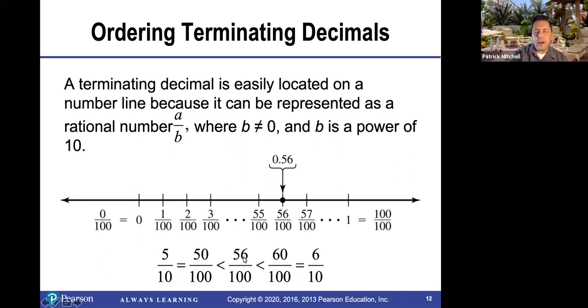Okay, notice that 56 hundredths is between 5/10 and 6/10, because 5/10 is 50 hundredths and 6/10 is 60 hundredths.